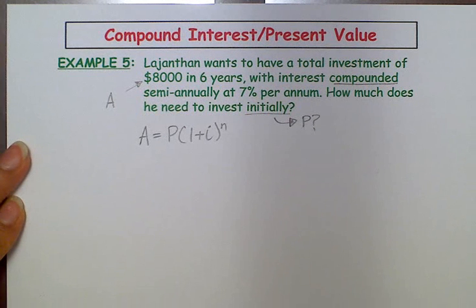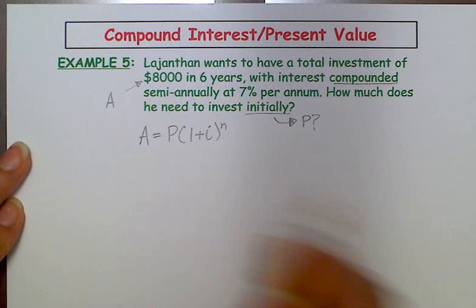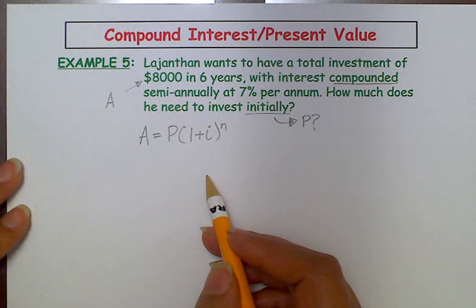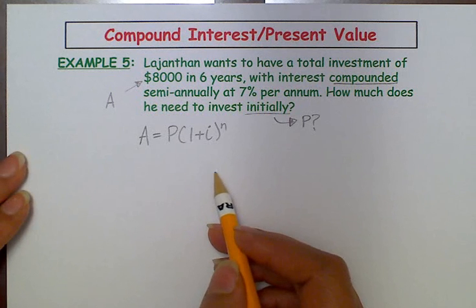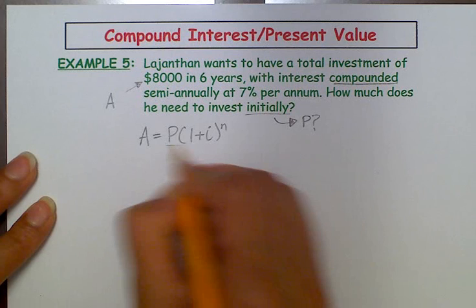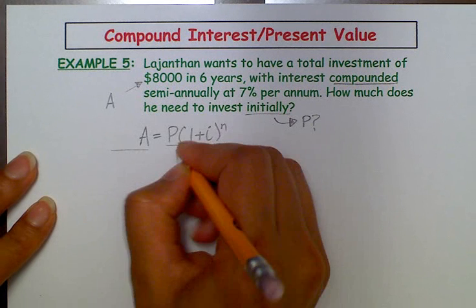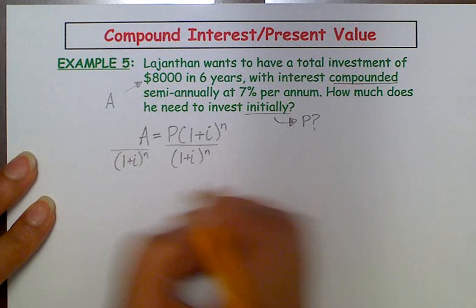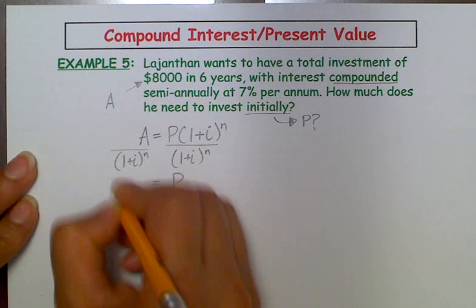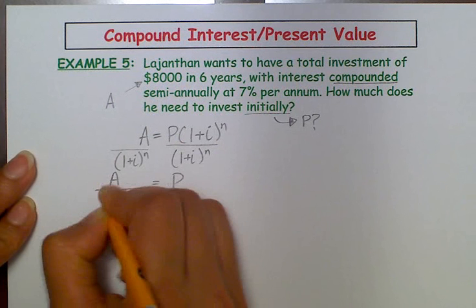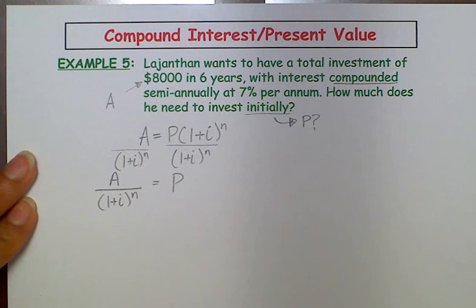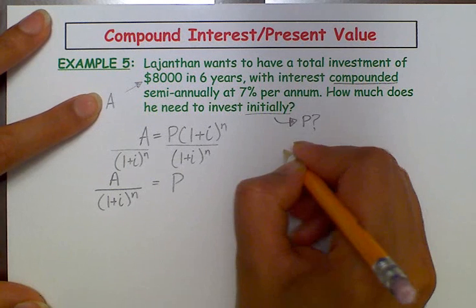Because I'm solving for the principal amount, I can rearrange this equation now. Notice that I didn't memorize what the present value equation was. I can rearrange the equation to solve for it. To get P by itself, I need to divide both sides by (1 plus i) to the exponent n. And so I get P equals A divided by (1 plus i) to the exponent n. Now let's take a look at the information that we know. We know that the accumulated amount that he wants is 8,000.